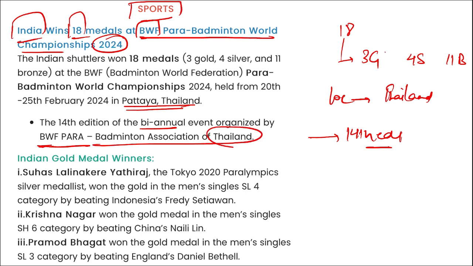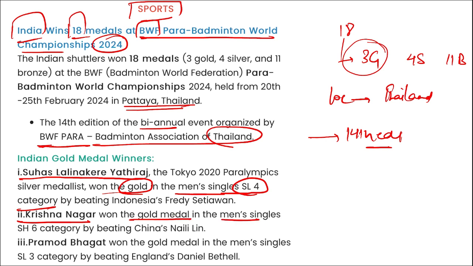From India, we saw that a total of 3 gold medals were won. Suhas Lalinakere Yathiraj won the gold medal in the men's singles SL4 category. Krishna Nagar won the gold medal in the men's singles SH6 category, and Pramod Bhagat won the gold medal in the men's singles SL3 category. So these are the 3 gold medals won by Indian badminton players at the BWF Para Badminton World Championship 2024, and a total of 18 medals were won by India.